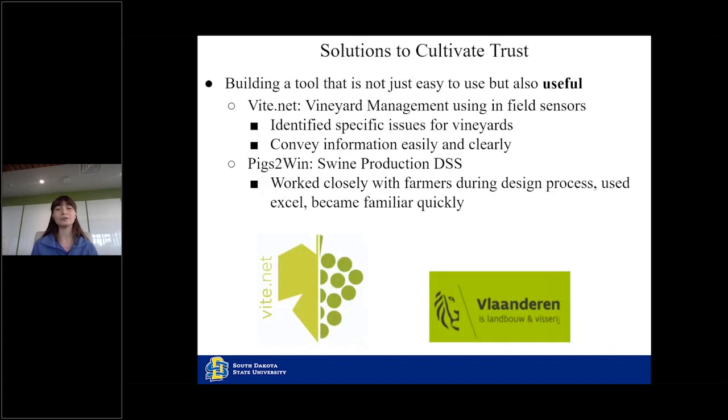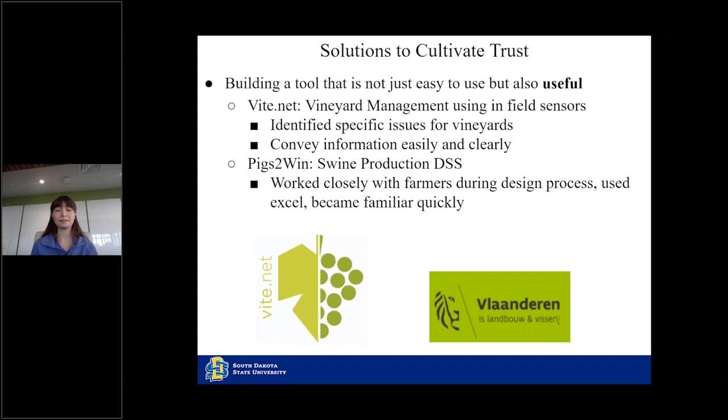But there are some solutions to cultivating that trust, and it essentially is building a tool that's not just easy for the farmer to use, but also useful. And that's really just built on communication. There are some success stories such as Byte.net. Byte.net is a decision support system for European vineyard management, and they use field sensors in order to determine that data that's used in the model.